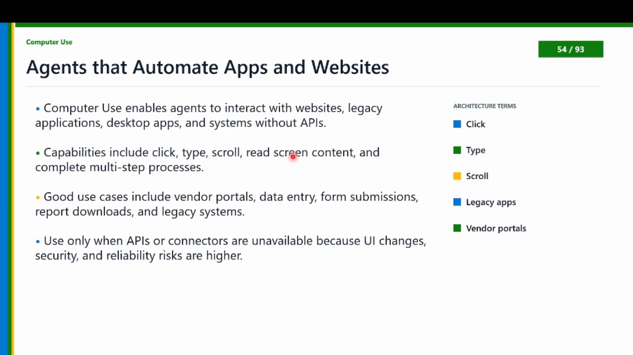All right, so let's look at slide 54. On this slide, we want to discuss computer use. If you have worked in Copilot Studio, you will see a tab where they put computer use. So we want to look at what that computer use can be used for. What can you use it to connect to?